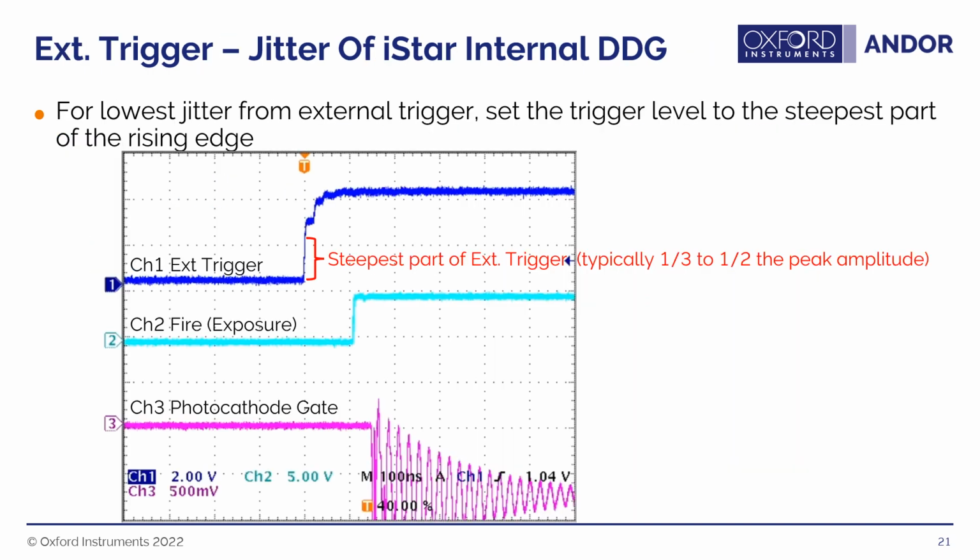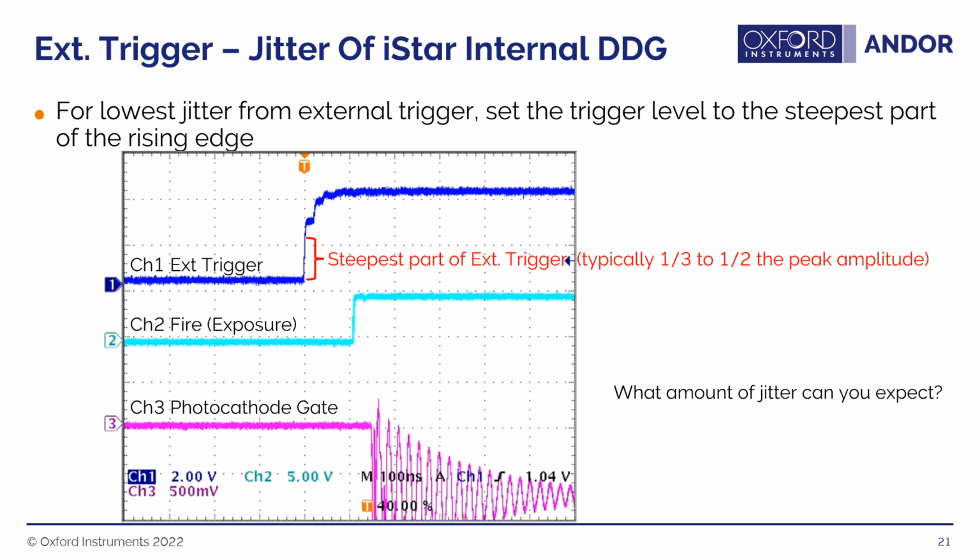So now I want to talk about a few things that you can do to avoid the effects of jitter. The way to lower the amount of jitter from an external trigger, and you may recognize this picture from a previous video that we've done, when you have an external trigger coming into the iStar camera, is to set the trigger level at the steepest part of the rising edge, right here, because otherwise noise more greatly affects the slowly rising part of a trigger, and so there would be more variability of when that trigger actually occurs. Here, that steepest part is typically between 1/3 to 1/2 of the peak amplitude.